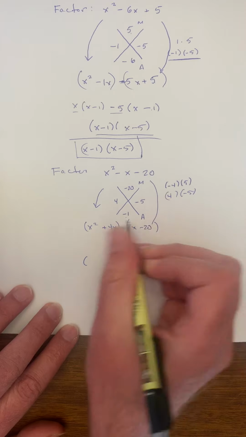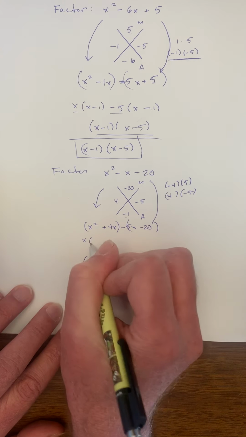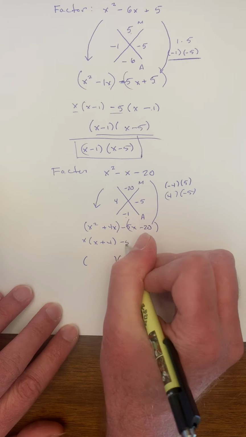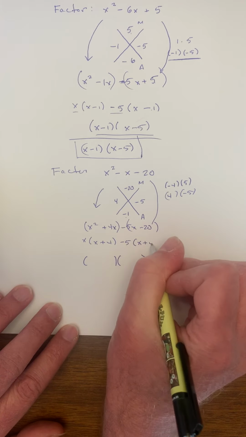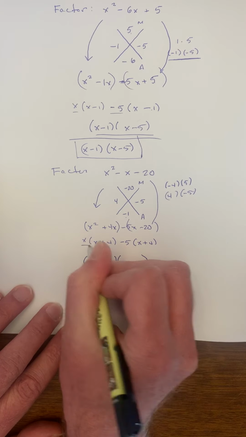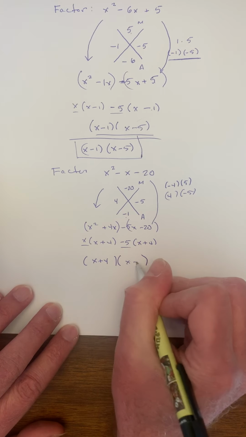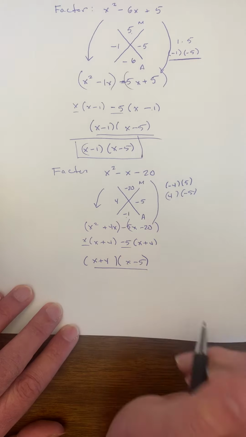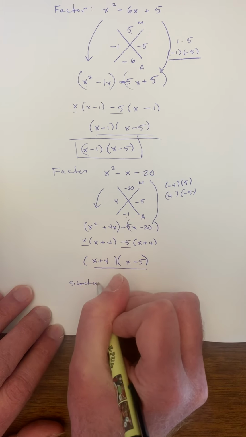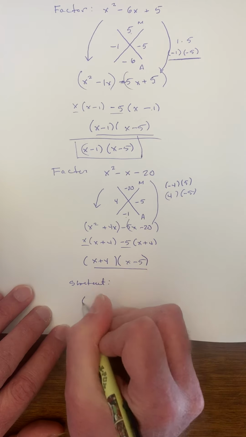I see I can bring an x out of there, which is x plus 4. I can take a negative 5 out of there, which also leaves an x plus 4. I can take an x plus 4 out to the front, and that leaves an x minus 5. So there's my answer.